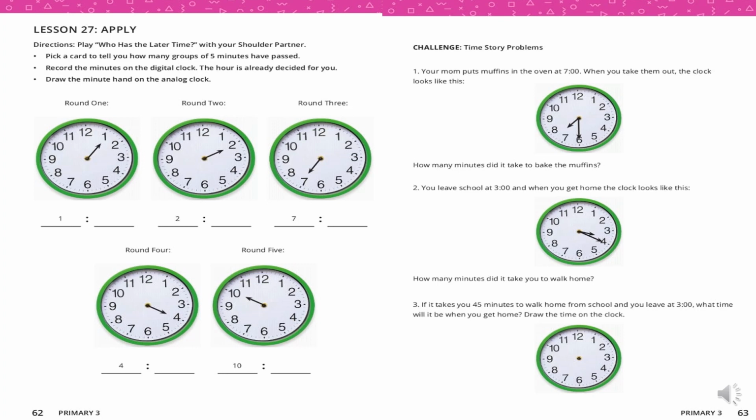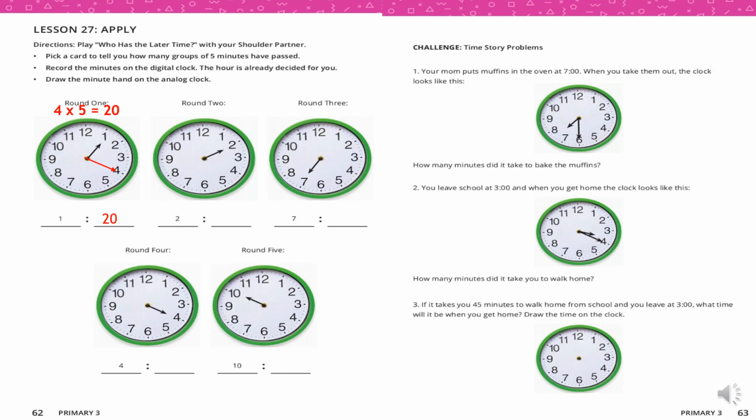In lesson 27, we have here some clocks, and we want to read them and tell the time. The first clock here, we have the short hand, which is referring to 1. And here we have 1 in hours. And the long hand is referring to 4. It means 4 groups of 5. So 4 times 5 equals 20. So we will write in minutes 20.